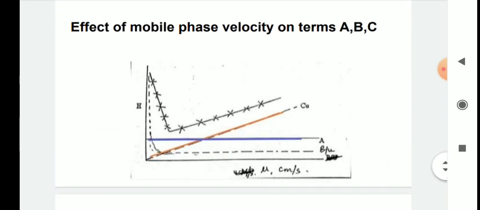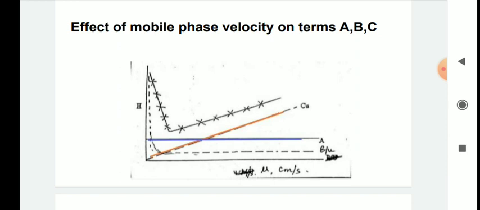Now we'll see the effect of mobile phase velocity on the terms A, B and C. You know the equation is H is equal to A plus B by u plus Cu. So the A term is not affected by mobile phase velocity, and you can see in the diagram as a horizontal line. The blue horizontal line is of A. It remains constant regardless of the velocity.